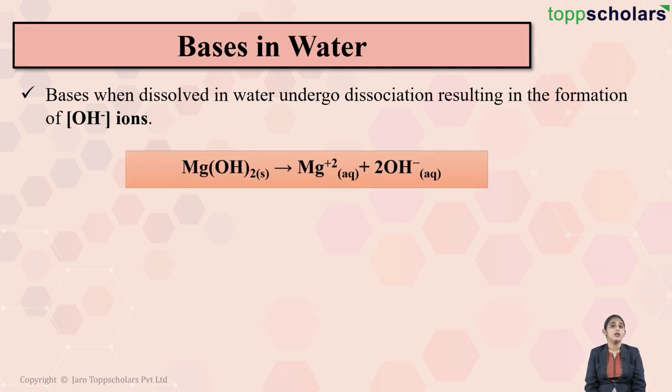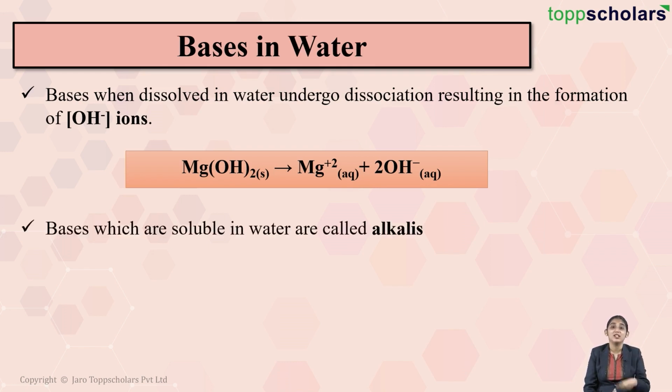For example, over here you can see I have magnesium hydroxide, which is a base. When I dissolve magnesium hydroxide in water, it undergoes dissociation. So what I get is magnesium ions and hydroxide ions, right? Now friends, there are some bases which are soluble in water. These bases which are soluble in water are called alkalis. So what are alkalis? Alkalis are bases which are soluble in water.